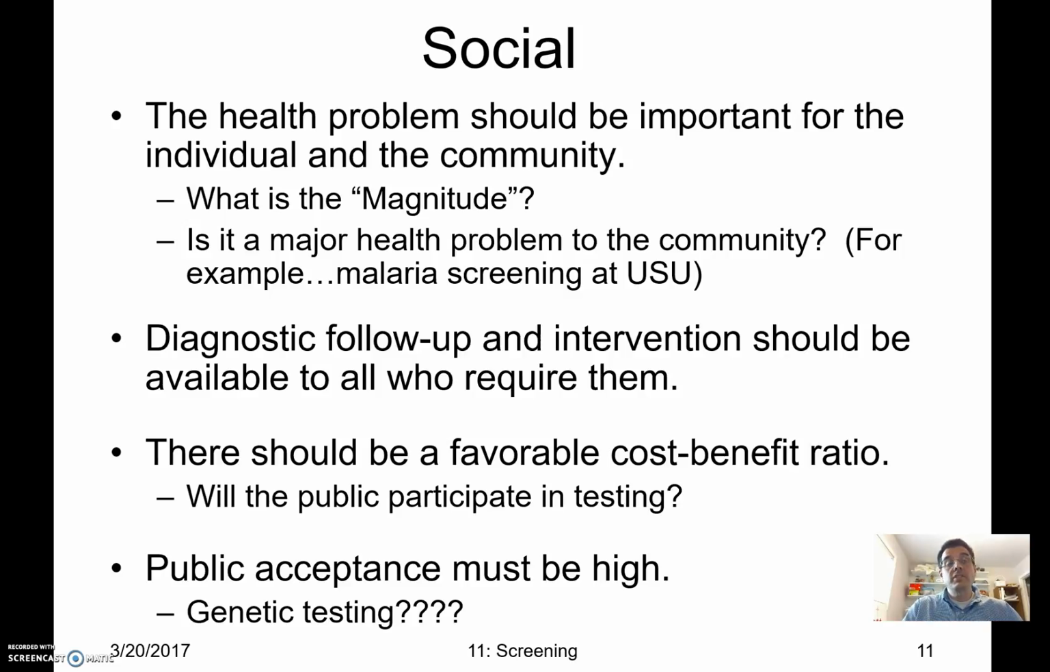That's a social consideration when we talk about screening tests: if you do a screening test and there is a treatment or an intervention that is available, it should be available to all who participate. There also needs to be a favorable cost-benefit ratio, as in, will the public actually participate in the testing because they see that the information that comes from the outcome of that test is of real benefit. And public acceptance must be high for a screening test to actually be implemented.